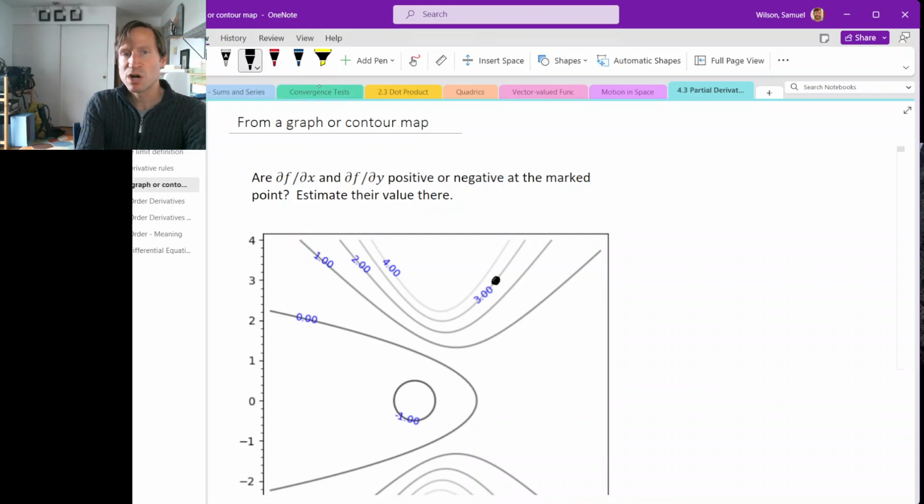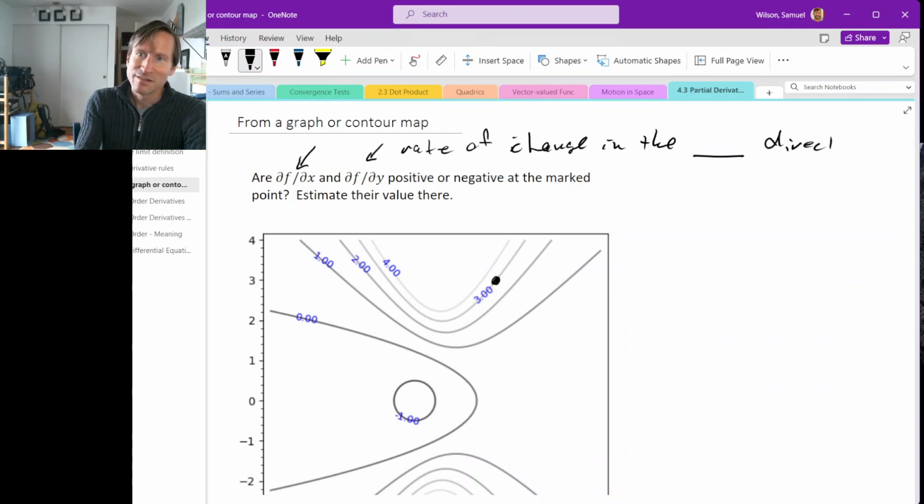We've seen how to calculate partial derivatives using derivative rules. Let's see how we can also estimate partial derivatives just based on a contour plot. Remember what these partial derivatives calculate, or what they tell us, is the rate of change in whatever direction, right? So either in the x direction or the y direction.